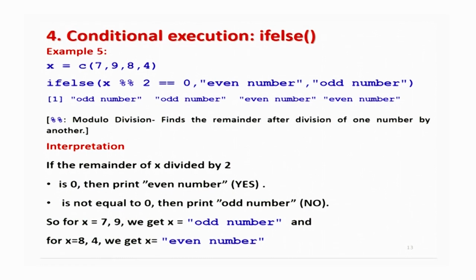And now you can recall how you can do it in the R software. You have done the modulo division, if you try to recall. The modulo division was done by two percentage signs, and this finds the remainder after the division of one number by another.